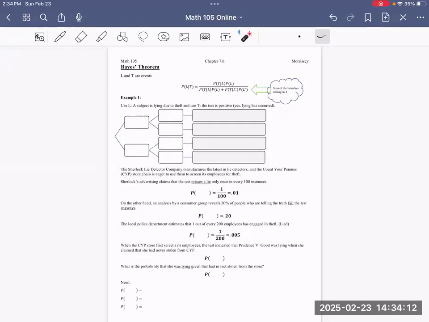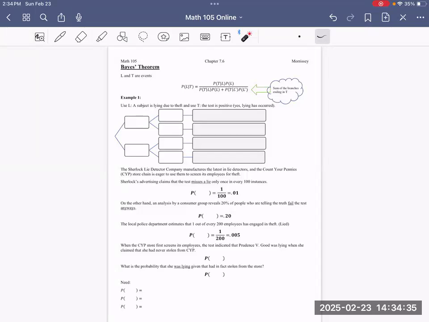Welcome to Math 105, Chapter 7.6, where we talk about Bayes' theorem. So we need to have a solid foundation with our previous lecture, Chapter 7.5 of conditional probability, and how to make your decision tree, like the diagram for a decision tree. That way we can follow it around and see, okay, how do we get to these end products? And then how do we move forward with that?